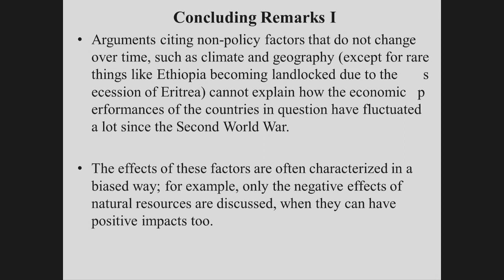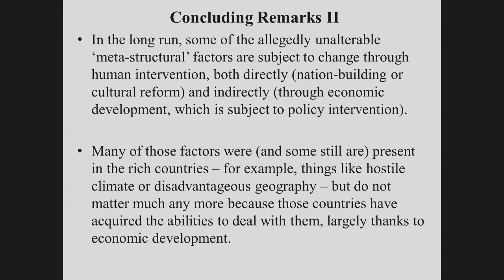If it was because of climate and geography and these things that do not change, how do you explain this fluctuation? Except by saying that different policies were applied and they produced different results. The effects of these factors are often characterized in a biased way. For example, when people talk about resource scarcity, they never talk about the potential positive effects of having lots of natural resources. In the long run, some of the allegedly unalterable metastructural factors are actually subject to change through human intervention, both directly and indirectly. So things like culture can change. It has changed.